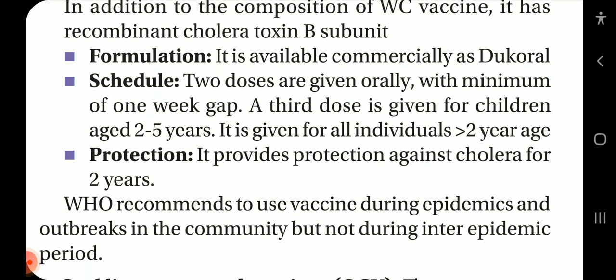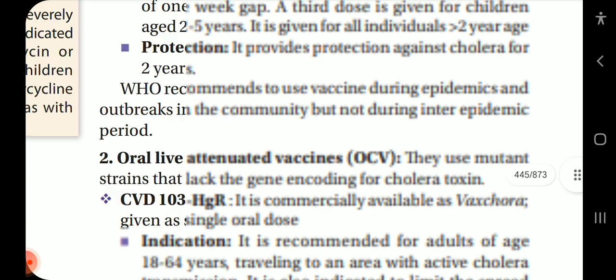The third dose is given for children aged 2 to 5 years. It is given for all individuals more than 2 years of age. Protection: it provides protection against cholera for 2 years. WHO recommends using the vaccine during epidemics and outbreaks in the community but not during the inter-epidemic period.